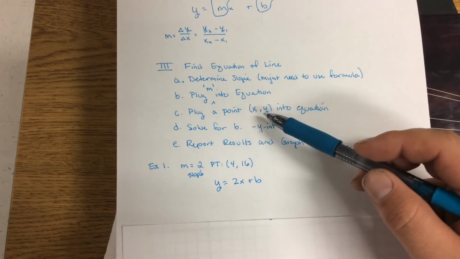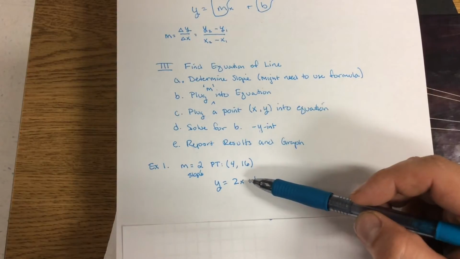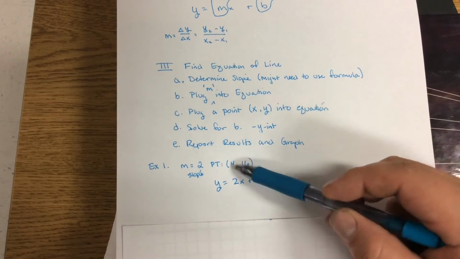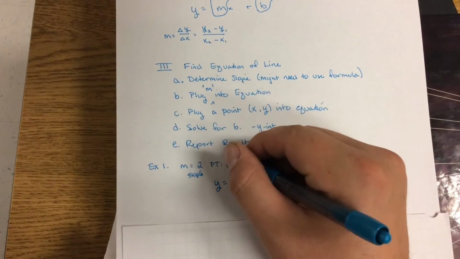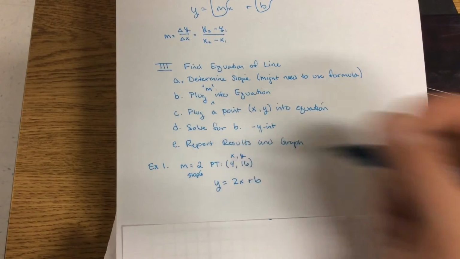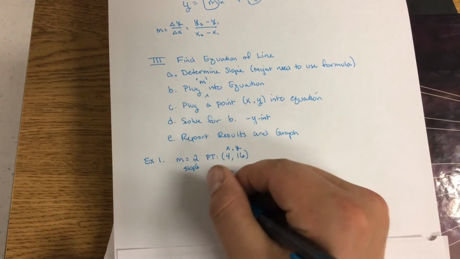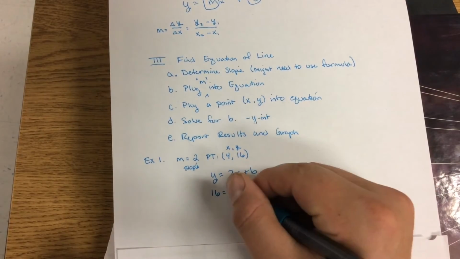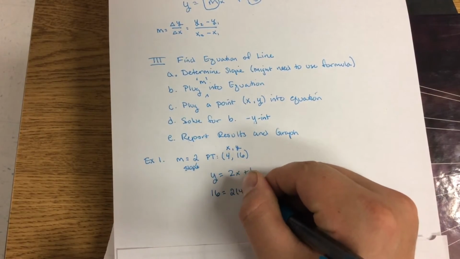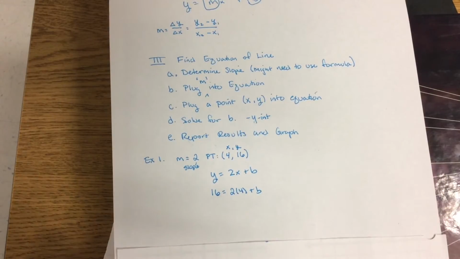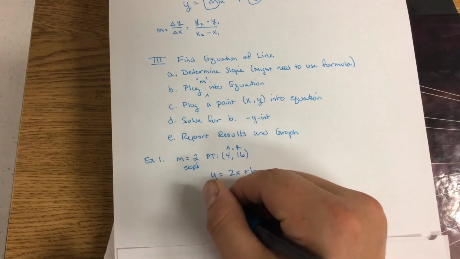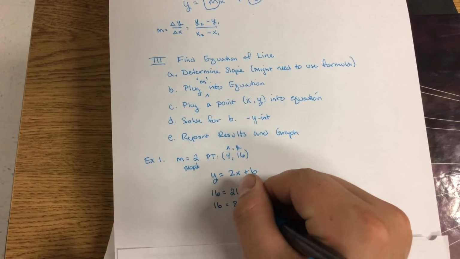We've done A and B so far. Next, we're going to plug a point in, x, y. Do we have a point to use? Oh, we do, 4, 6. So we're going to remember that this is an x and that this is a y. And now we're just going to plug into the equation. So this now becomes 6 equals 2 times 4 plus b. We have some math to do, so let's do it. This is 6 equals 8 plus b.